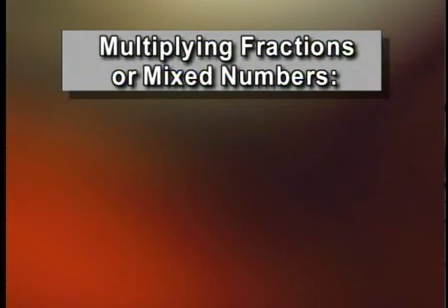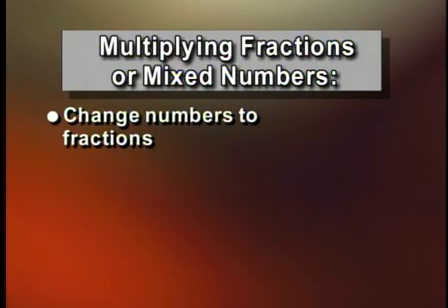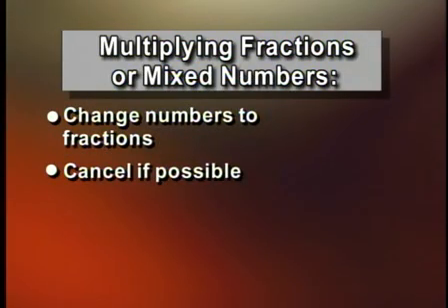Now let's review that process one more time. The first thing we do is we take each of the numbers and change them into fractions. If the number already is a fraction, leave it alone. If it's a whole number, put the whole number over 1. If it's a mixed number, then change it to a fraction. If you've forgotten how to do that, go back to the lesson on the introduction to fractions, and you'll see how to do that. The second step is to cancel.